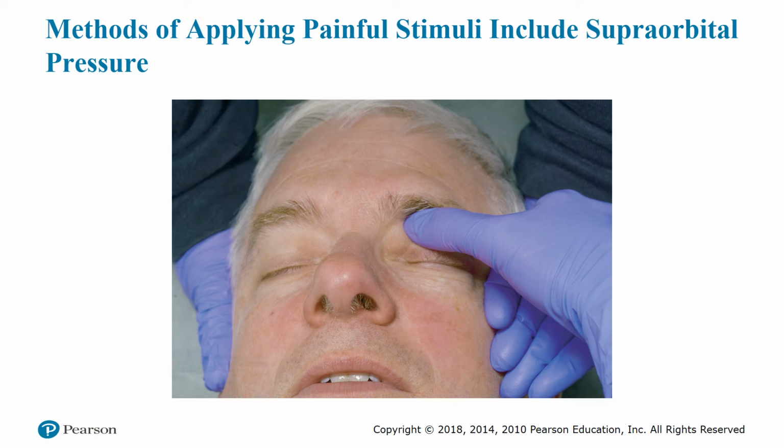There's the supraorbital pressure. It's effective. The eyes are very sensitive, and if you've ever got an eyelash in your eye, you know how that is. Anything messing around your eyes usually will get some type of reaction out of you, even if you don't mean for it to.